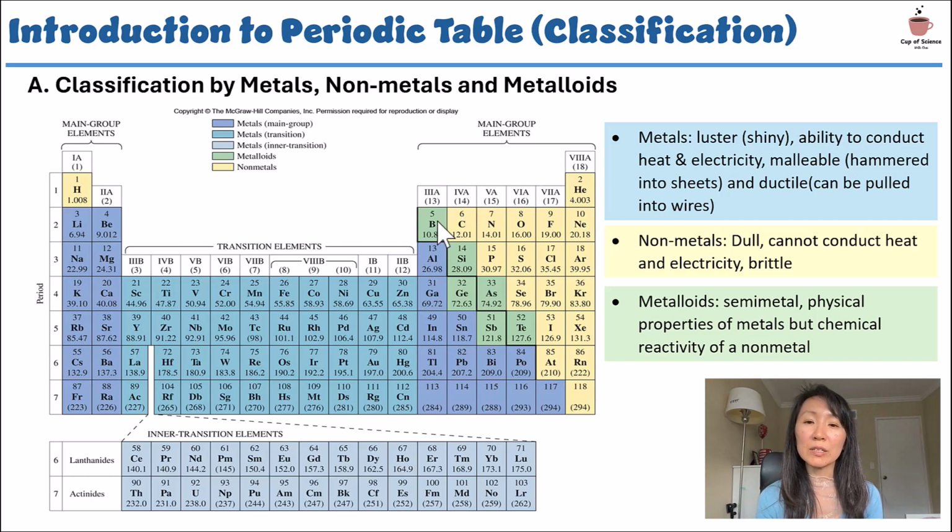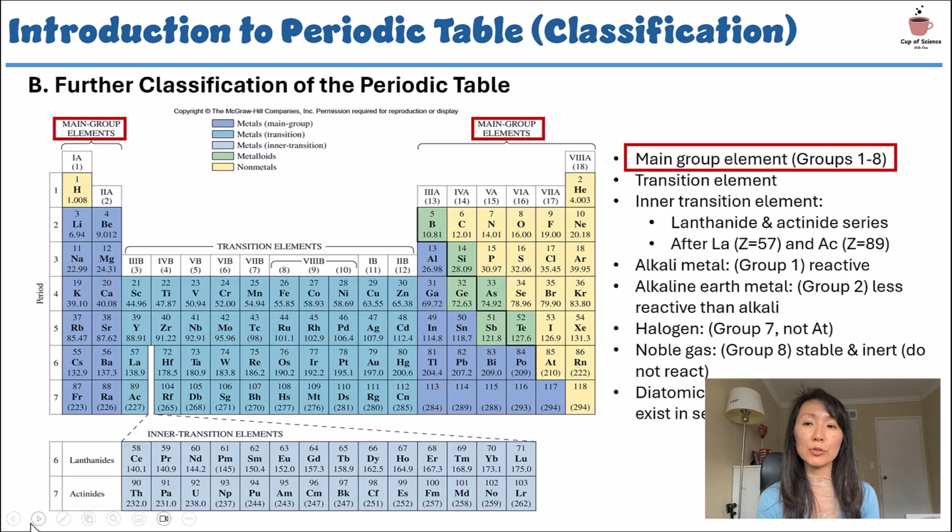Then there are what are called metalloids. Those are the ones in green here. Those are semi-metals. Their physical properties are like the metal, so they look like metals, but their chemical reactivity is a lot like nonmetals. The periodic table can be further classified as follows, into all of these bullet points that you see here. Let's go over each one.